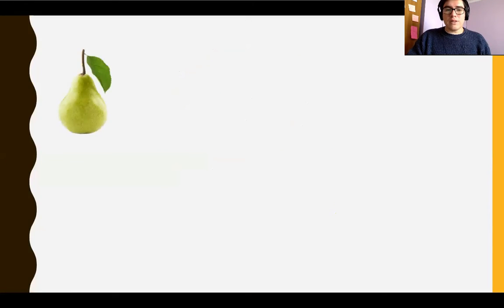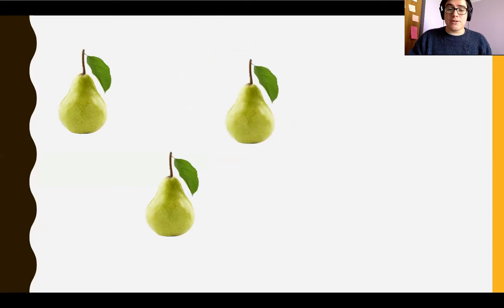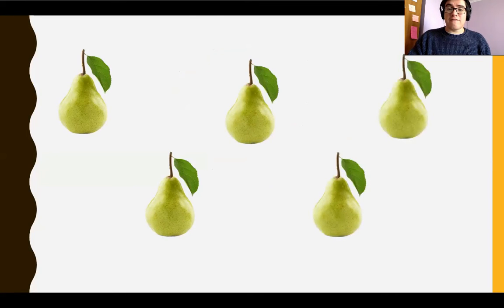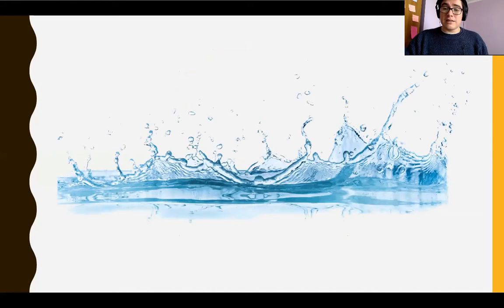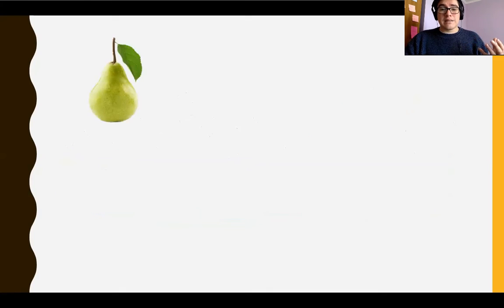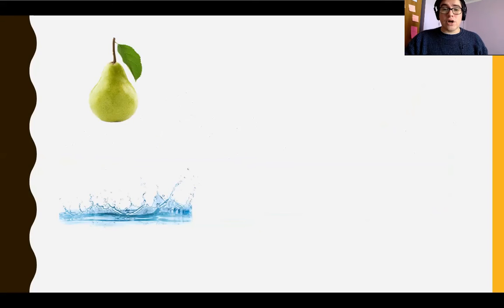Now, what is this? This is a pair, and we have one pair here. Here we have two pairs. Here we have three pairs, four pairs, and five pairs. In this case, we can count the pairs. We can say 1, 2, 3, 4 pairs, 5 pairs, 6 pairs, 10 pairs. And now, what is this? This is water. Can we count water? Well, the answer is no. So this gives us some ideas on what countables and uncountables are.